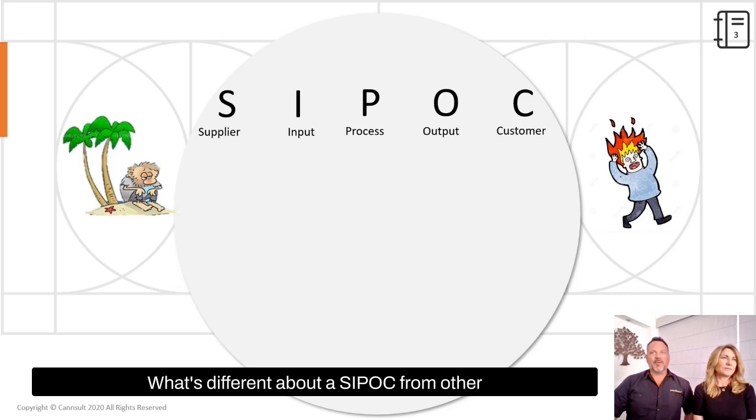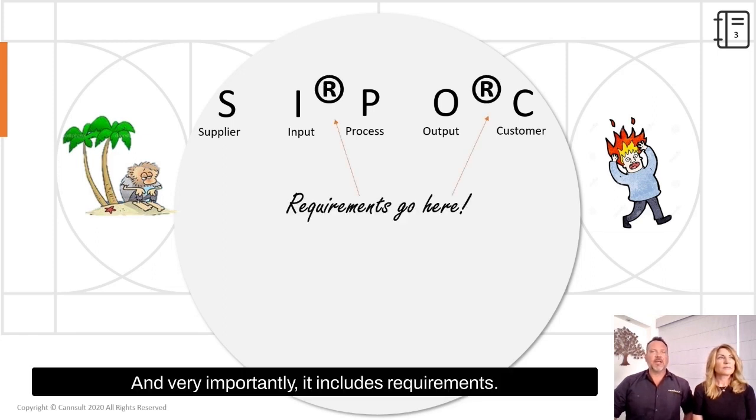What's different about a SIPOC from other process maps is that it's high level. It includes the supplier and inputs, as well as the outputs and customers. And very importantly, it includes requirements.